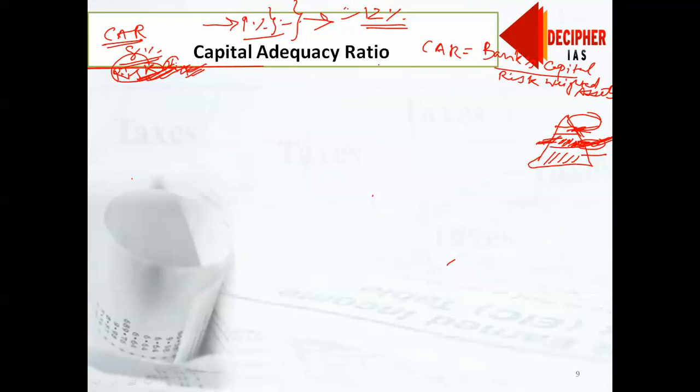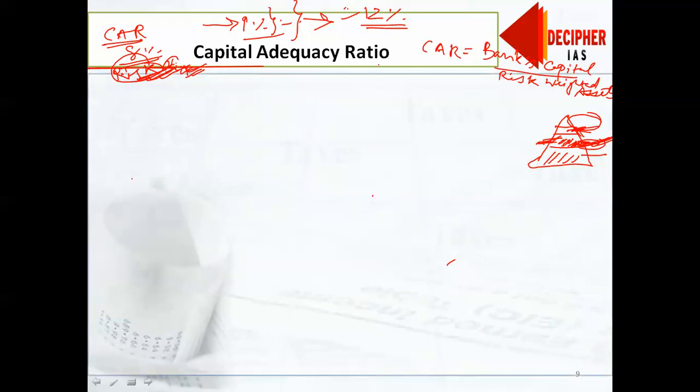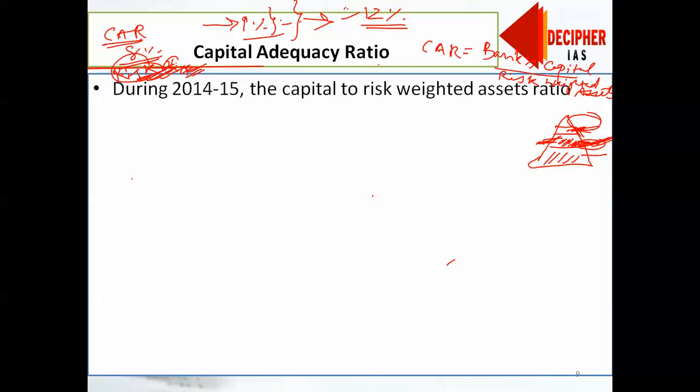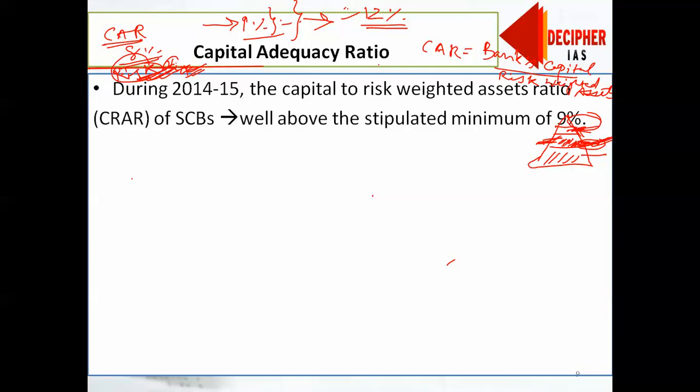Now during 2014-15, what has happened in the capital to risk weighted assets ratio, or CAR, that I am telling you, of scheduled commercial banks has remained well above this 9% limit decided by the RBI. Now it was before 13%, but now it has come down to 12.7%, which shows that the capital of banks has decreased as compared to the risk faced by the banks.